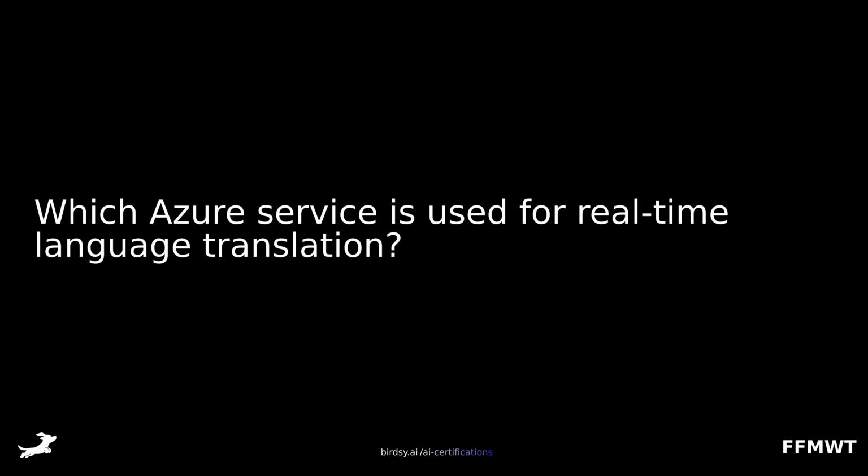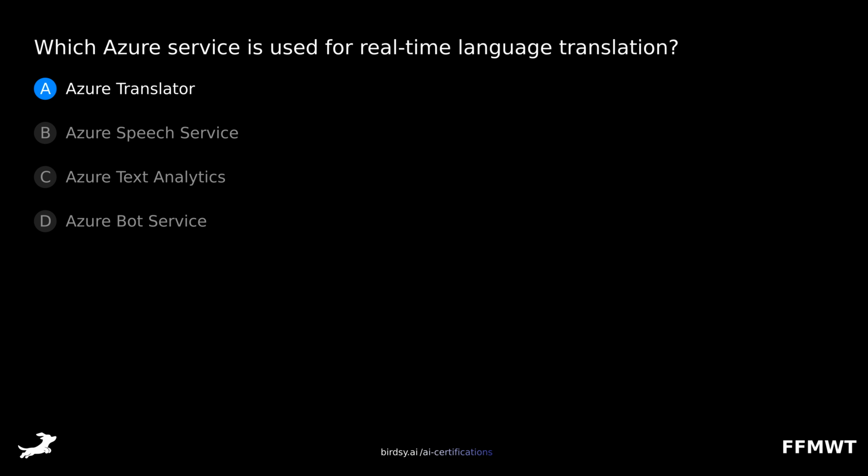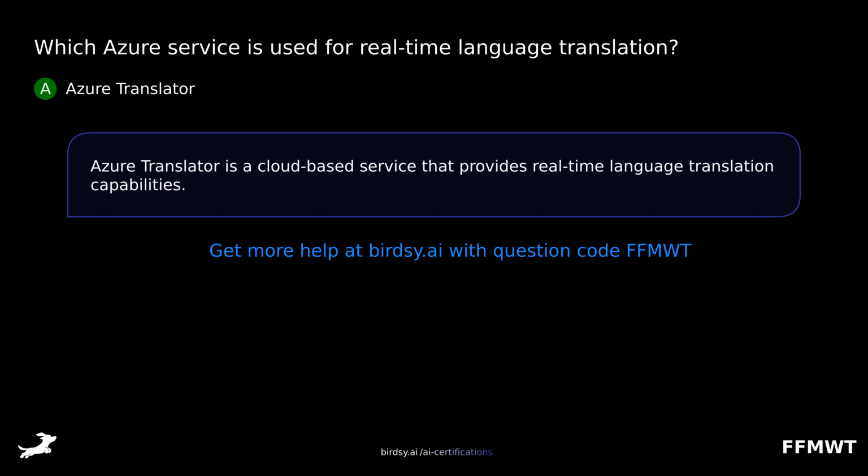Which Azure service is used for real-time language translation? Is it A, Azure Translator, B, Azure Speech Service, C, Azure Text Analytics, or D, Azure Bot Service? The answer is A, Azure Translator. Azure Translator is a cloud-based service that provides real-time language translation capabilities.